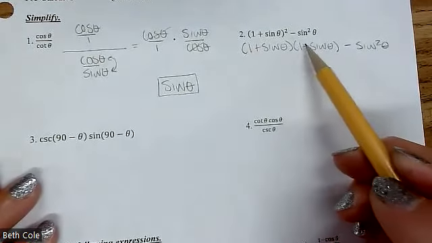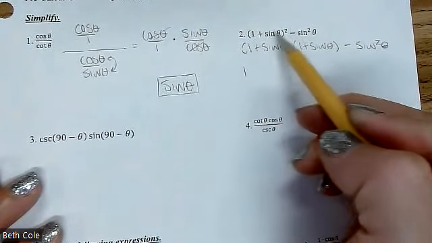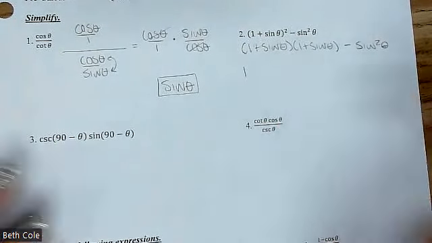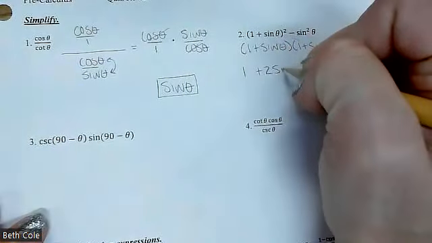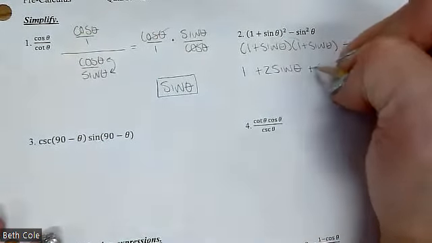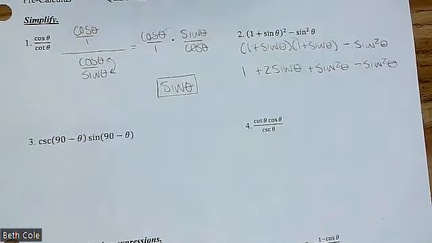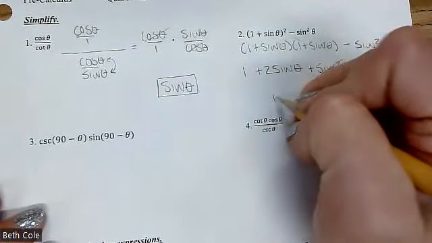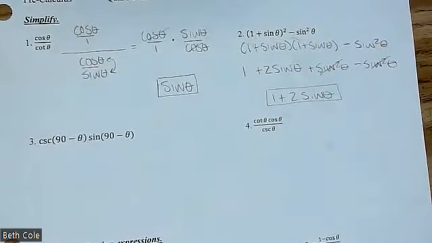Hey guys, 1 times 1. 1. Very good. The outsides give you 1 sine theta, and the insides give you 1 sine theta. So together, good. 1 plus 1 is 2. All right. And then sine times sine is sine squared. And then we have minus a sine squared. I mean, those cancel out. And so 1 plus 2 sine theta is your answer. Did you get that one? Nice job.